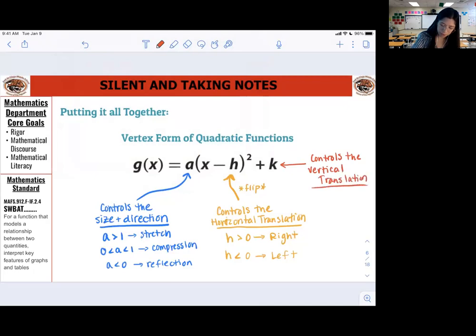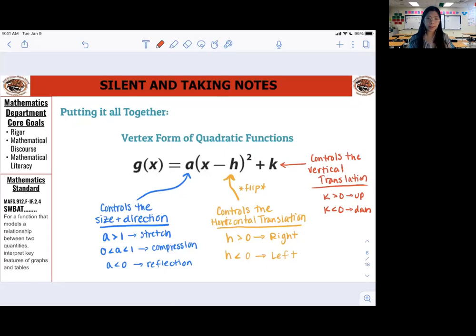And for K, it's super easy. You don't have to flip anything. If K is a positive number, it goes up. If K is a negative number, it goes down. So we've got all of the different transformations that we've already seen and already talked about. We're going to be putting them all together, all in one.